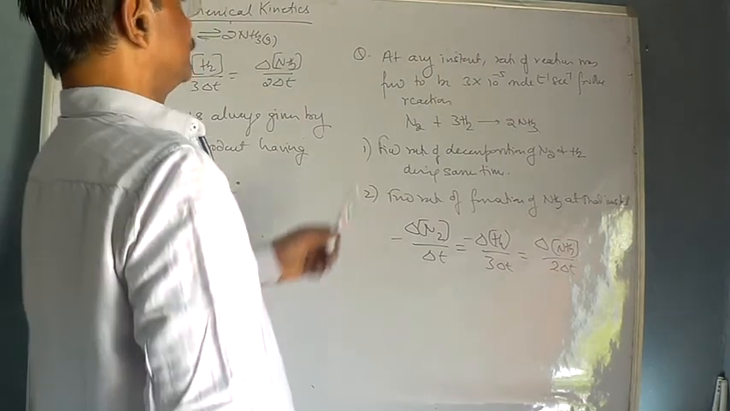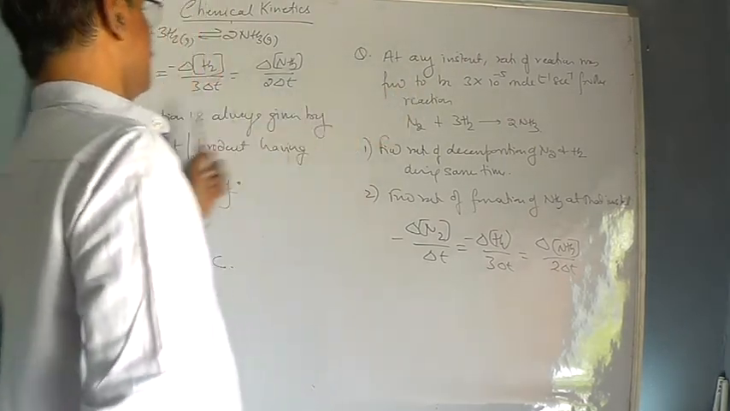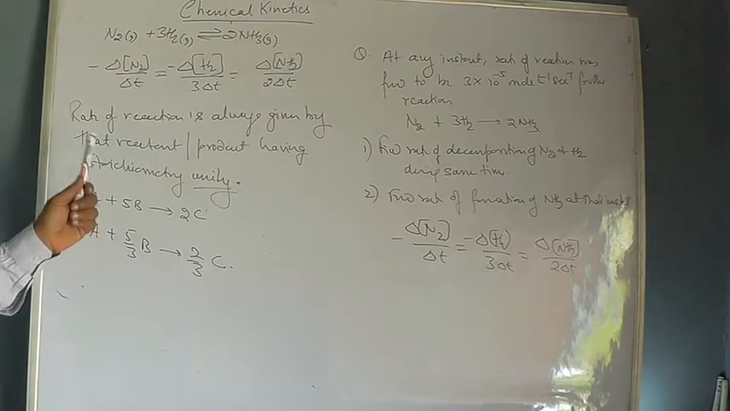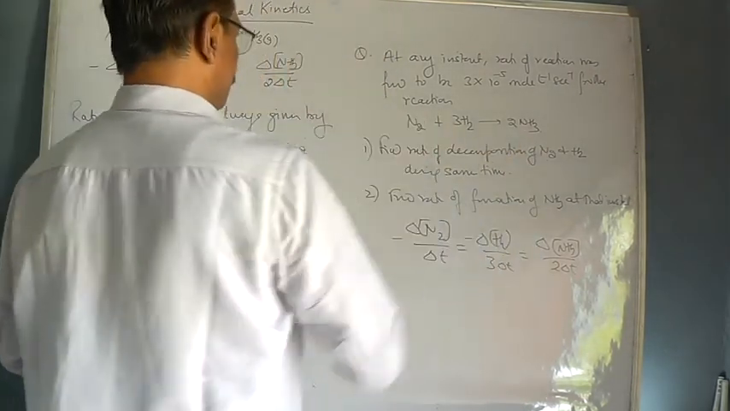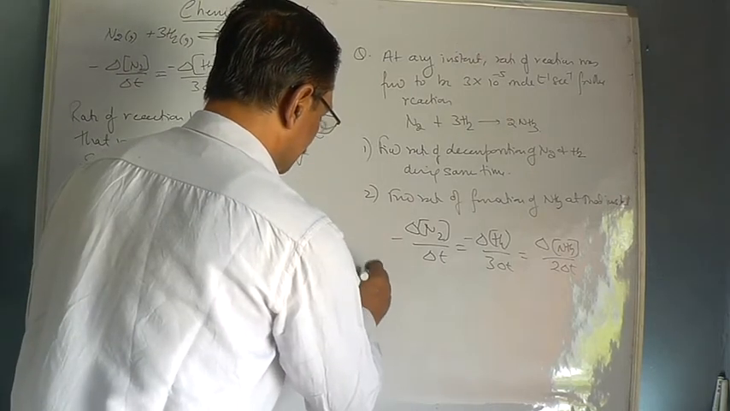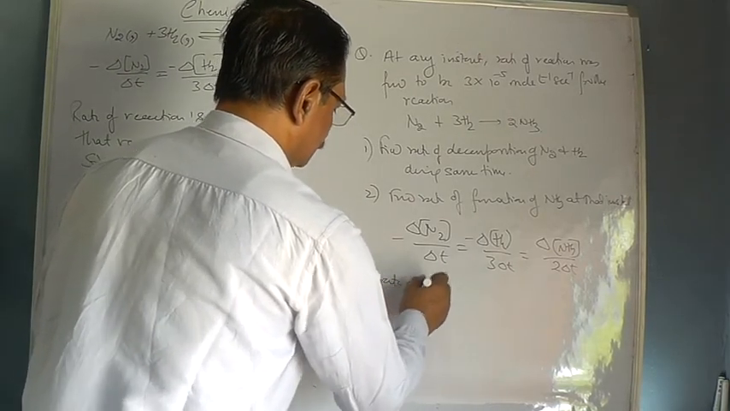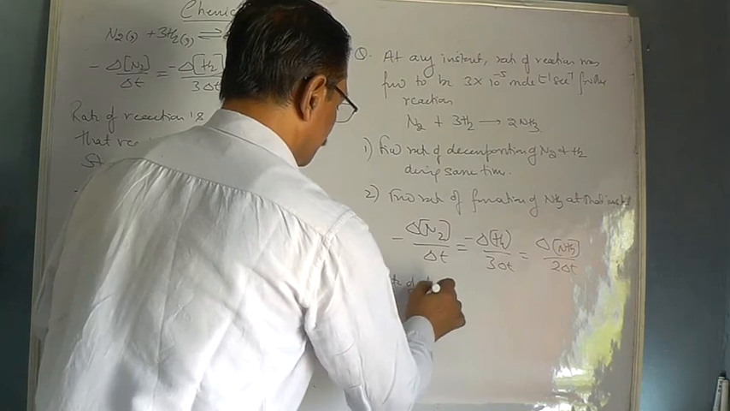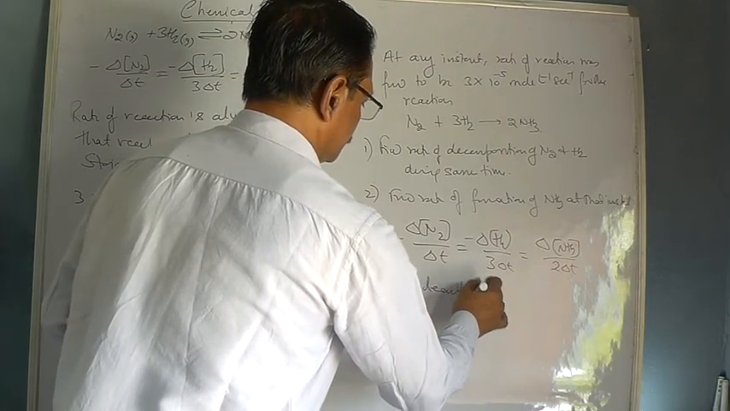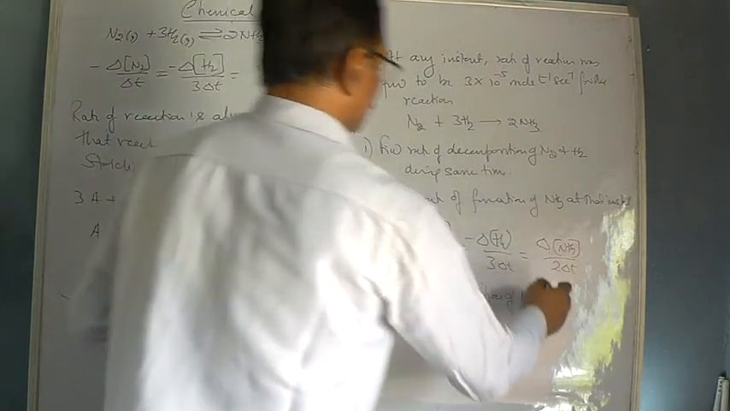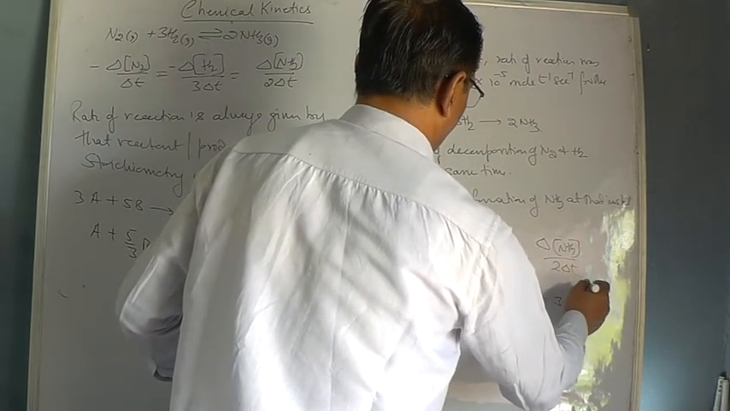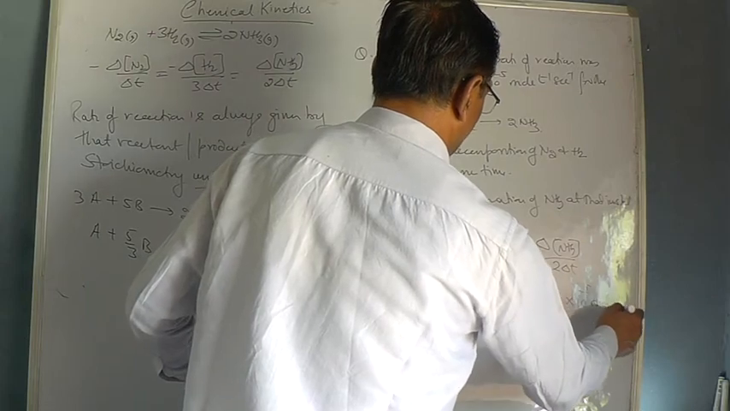Class, we have just understood that rate of reaction is given by that species having stoichiometry unity. So nitrogen has stoichiometry unity. So we'll write our first answer: rate of decomposition of nitrogen, same rate, 3 × 10^-5 mol L^-1 s^-1.